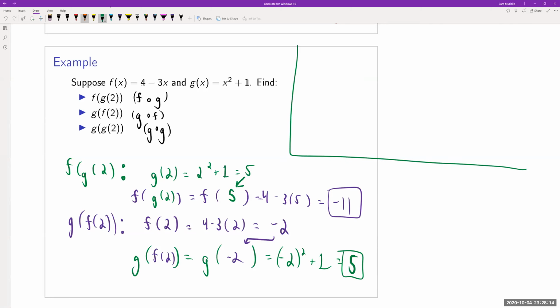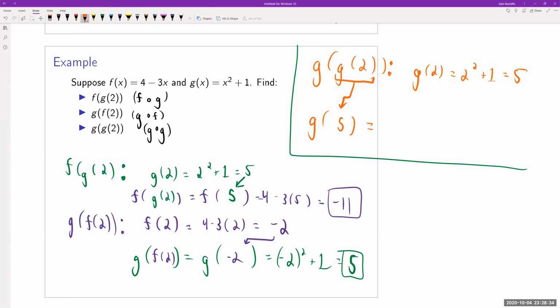We could also find g of g of 2. We already found that g of 2 was 2 squared plus 1, so 5, which means I need g of 5, since this piece is equal to 5. 5 squared plus 1, which would be 26.